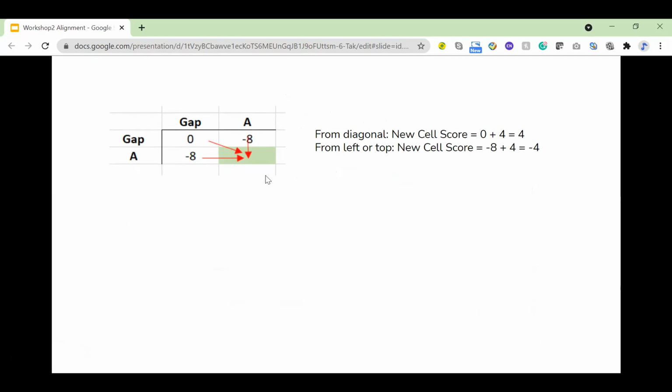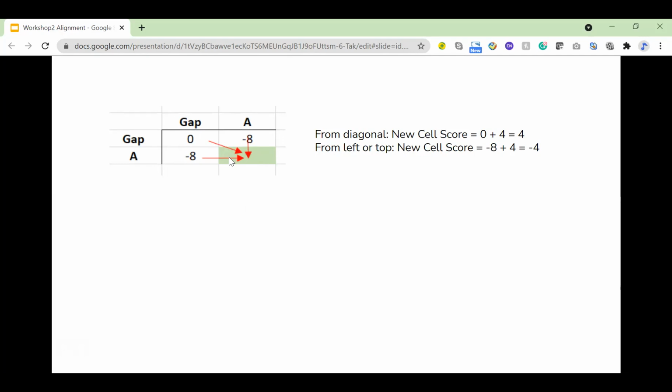There are actually the 3 paths that we want to analyze if we really want to fill a value into this green cell. Obviously, A with A is a good match here. The score is 4. So let's calculate the result from the 3 different paths. 0 plus 4 is 4, and minus A plus 4 is minus 4. Obviously, the maximum or the best result is from 0. It's 0 plus 4 equals 4.